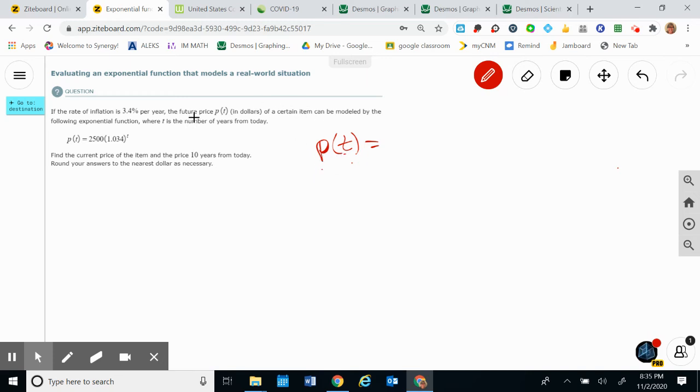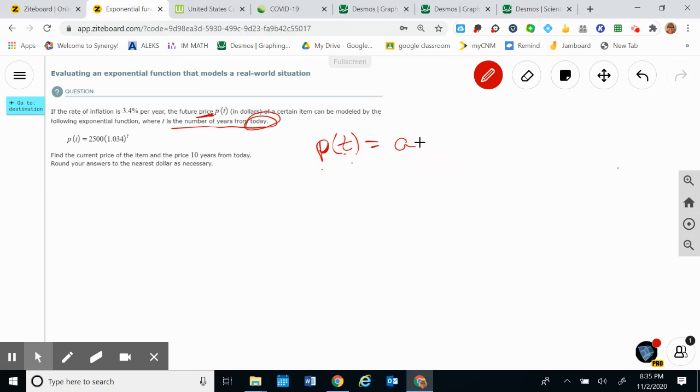So P, it turns out, is the price. It says T is the number of years from today. That's really important: the number of years from today. Because sometimes they'll tell you it's the number of years from 1990, and you better pay attention to that. So P of T is equal to, and then here's what's going to happen.